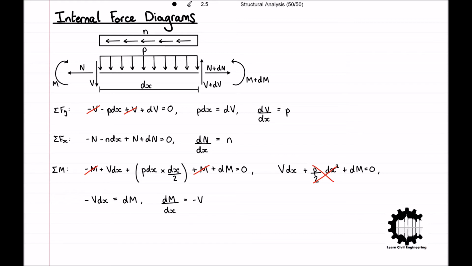Therefore, we can conclude that the derivative of the shear force is equal to the distributed load perpendicular to the bar. The derivative of the axial force is equal to the distributed load parallel to the bar, and the derivative of the bending moment is equal to the negative of the shear force. And so we can summarise this conveniently in a table.